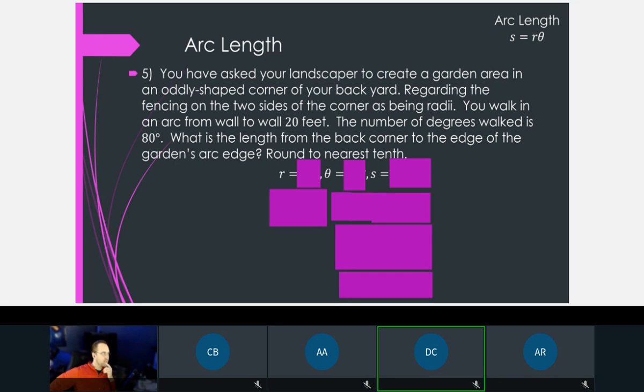All right, thank you. Yeah, so radii, let me read that part again. Regarding the fencing on the 2 sides of the corner as being radii, so you're in the corner of the yard, and the 2 fences that create your boundary, those are the radiuses.